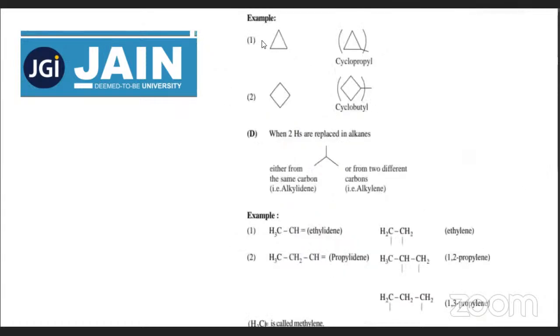Now this is a cyclo compound, because this is a cycloalkane. So this is cyclopropane. Why cyclopropane? 3 carbons, no double bonds, no triple bonds. So cyclopropane. Cyclobutane: no double bond, no triple bond, 4 carbons, cyclo compound. So the word cyclo and then butane. If 2 hydrogens are replaced, if it is from the same carbon, it is alkylidene. If it's from different carbons, alkylene. Already seen.